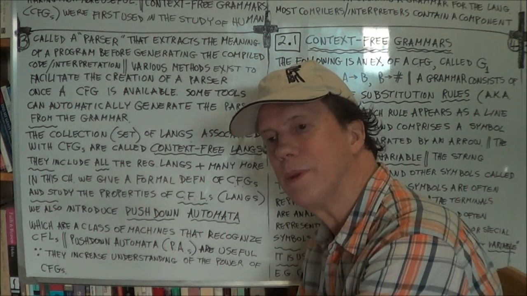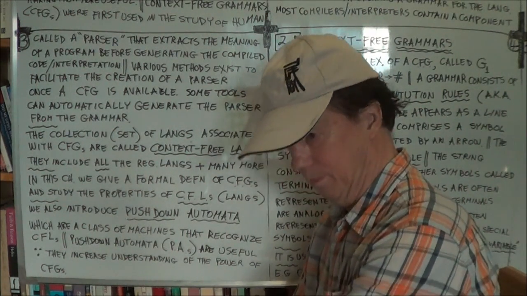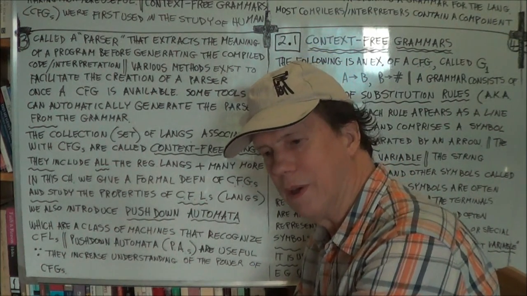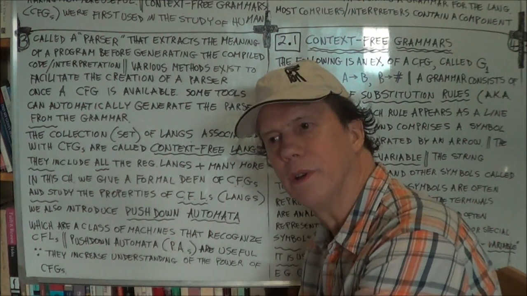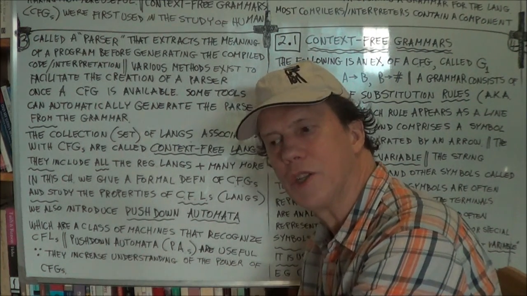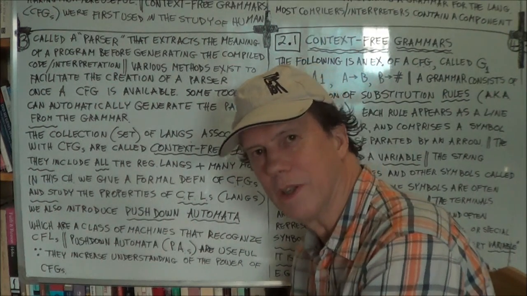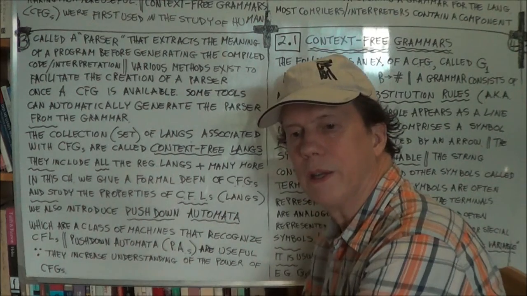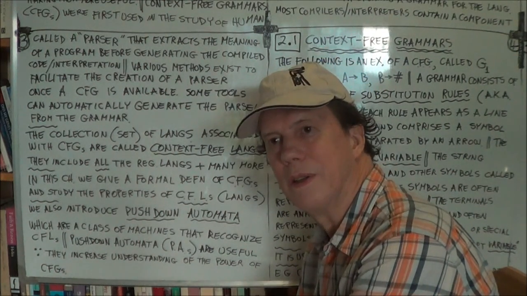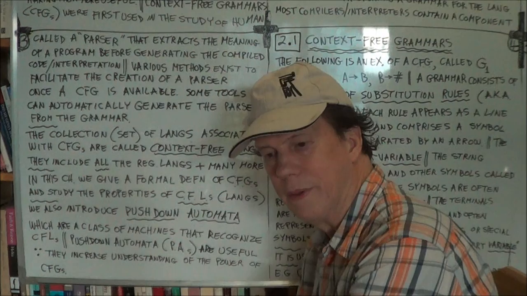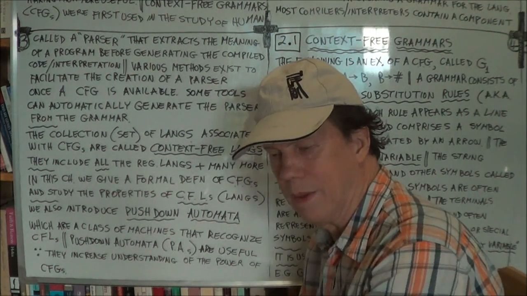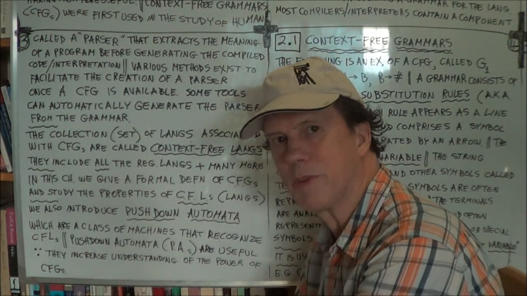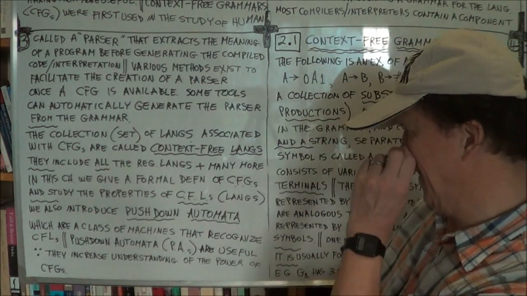So the fact that the context-free languages are a kind of superset of the regular languages shows that CFGs, context-free grammars, are a more powerful description of a category of languages than regular languages are. Regular expressions, for example.